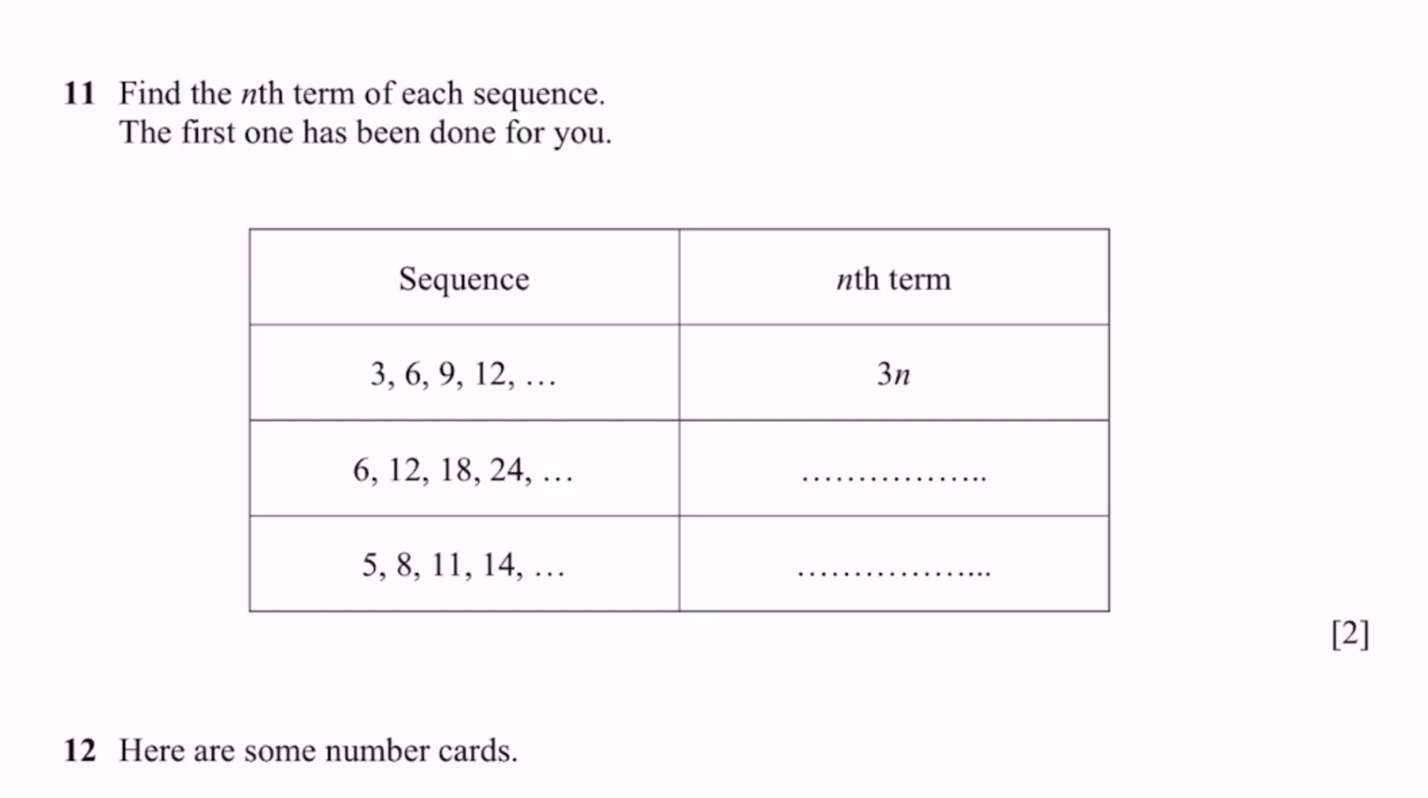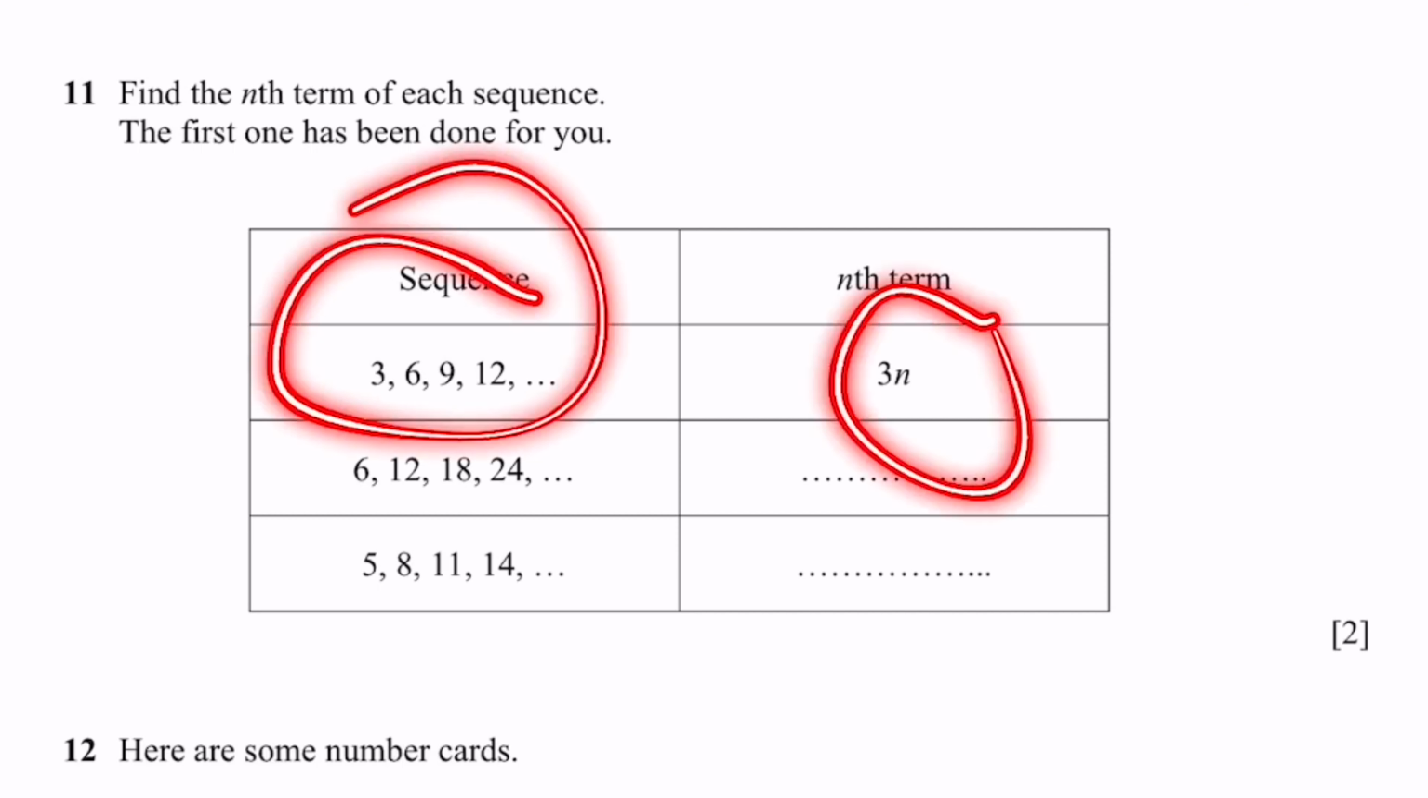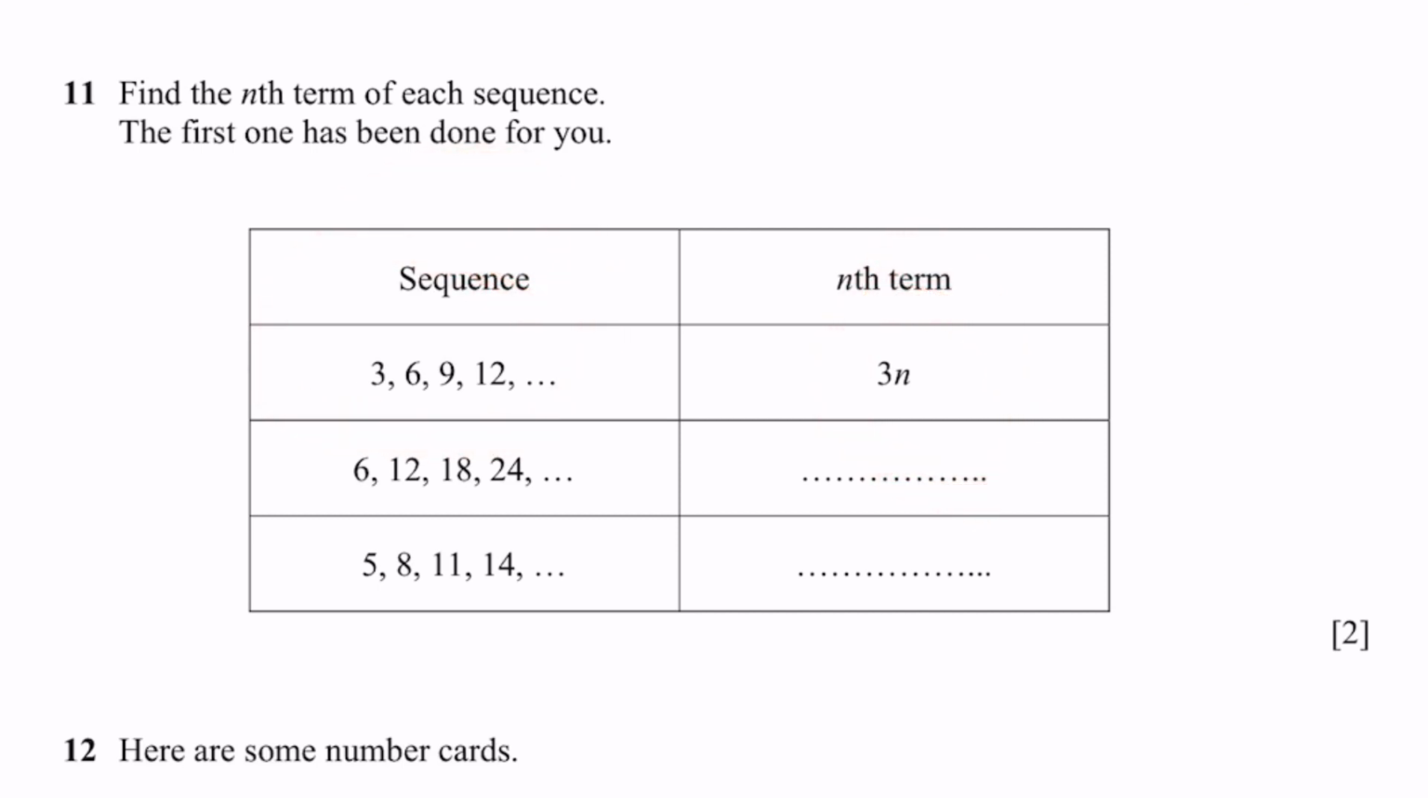Question 11. Find the nth term of each sequence. The first one's been done for you. 3, 6, 9, 12 is 3n because it's the multiplication table of 3. 6, 12, 18, 24 is the multiplication table of 6, so it's 6n.